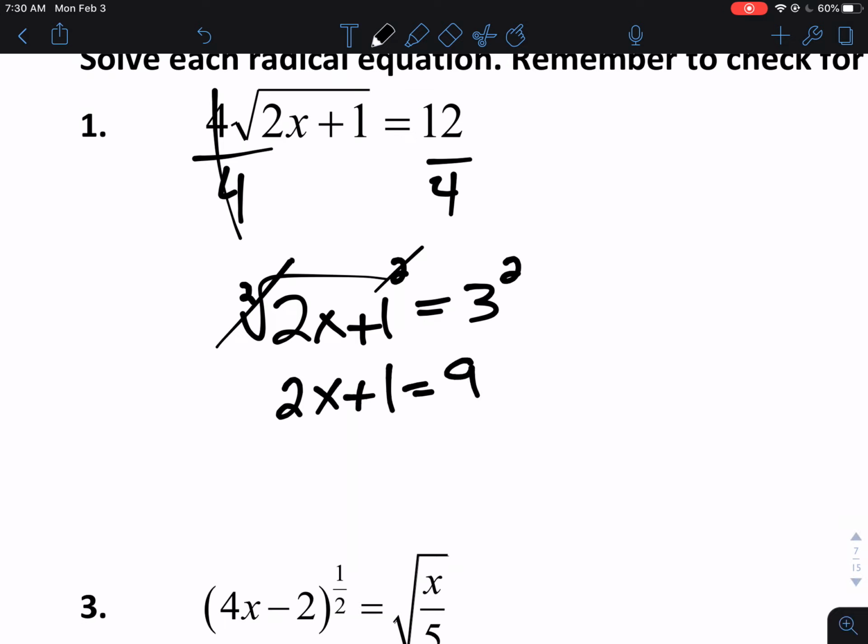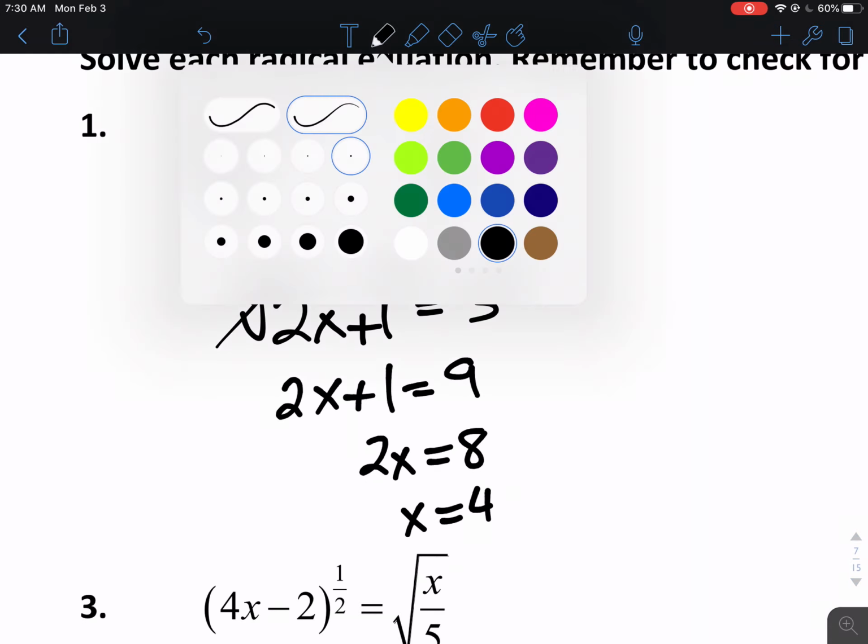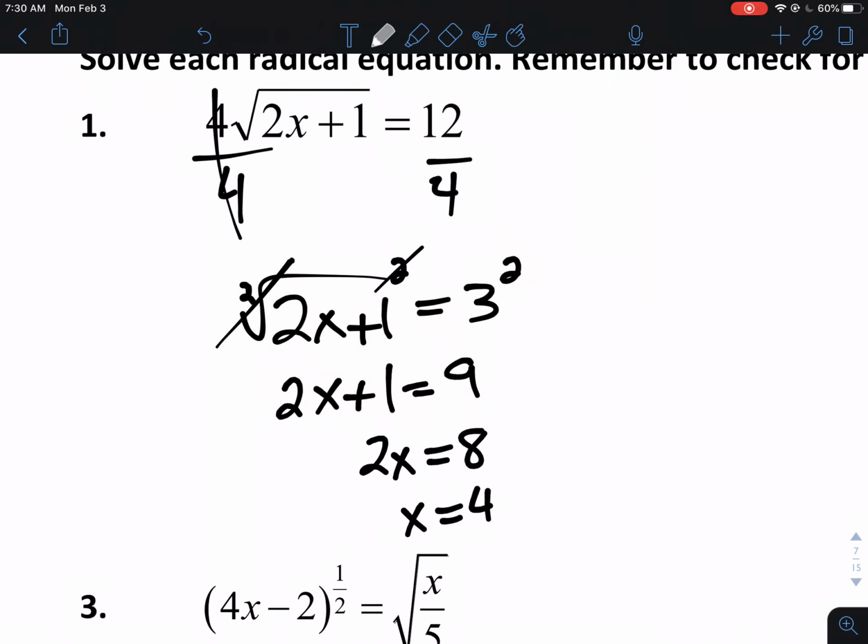Now we're just going to continue to solve it. So we would subtract 1 from each side. 2x equals 8. Divide each side by 2. X equals 4. All right. So here's what you have to do next. We're going to actually have to check our answer by plugging it back into our original equation. And the original equation, so before we've done anything to it, that's where we have to plug it in to check. So here's what that would look like.